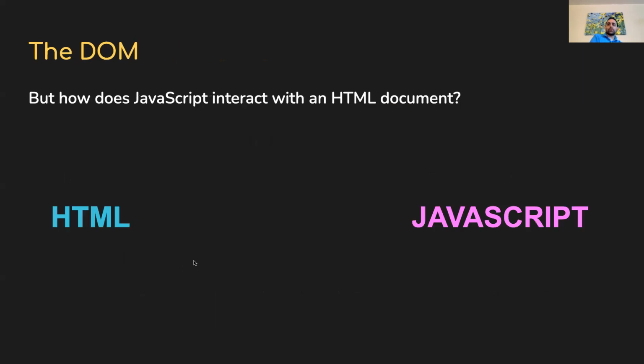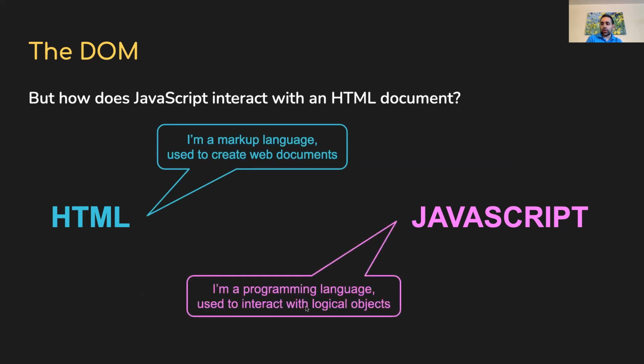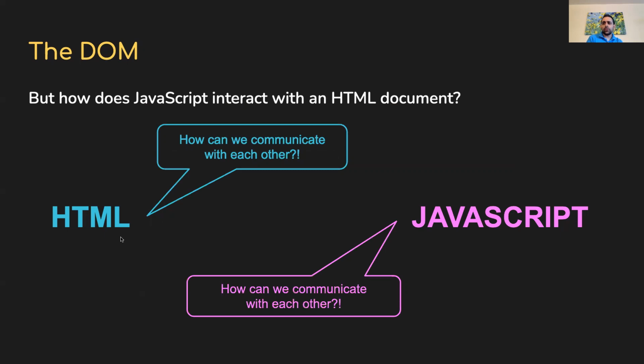All right, so the key question here is how does JavaScript actually interact with your HTML document? There's no magic; there's nothing that JavaScript can do to say, hey, I know you have a web page out there, I'm going to respond to it somehow. There is some method to the madness. HTML is a markup language used to create web documents, whereas JavaScript is a programming language used to interact with logical objects. These are two different things. As we said, HTML is not a programming language.